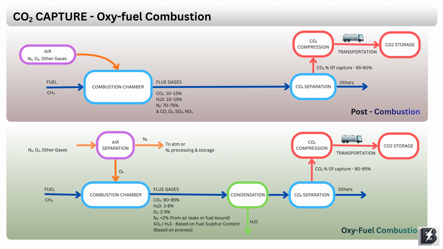Oxy-fuel combustion removes nitrogen before combustion. Fuel is burned in nearly pure oxygen, and with nitrogen gone, the exhaust gases contain mostly CO2 and water vapor. Once the water is condensed, what's left is a CO2 stream that can exceed 90% purity. That makes CO2 capture simpler. The trade-off? Producing pure oxygen requires a lot of energy. Because of that, oxy-fuel systems are still mainly at pilot or demonstration scale.